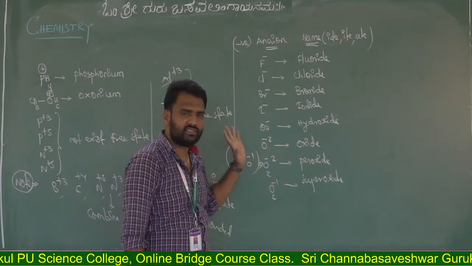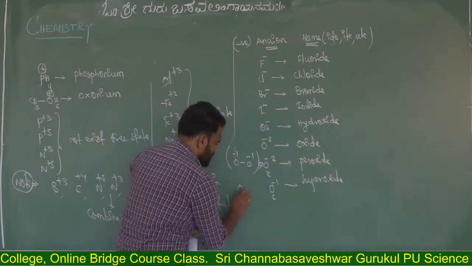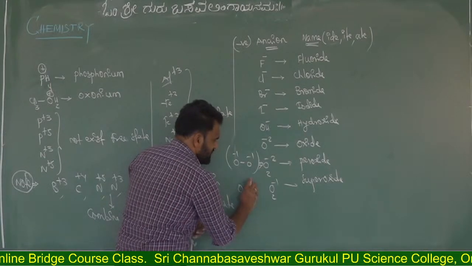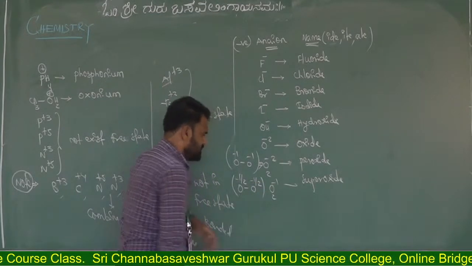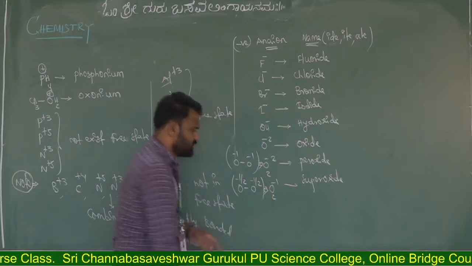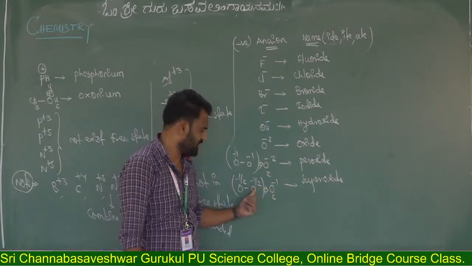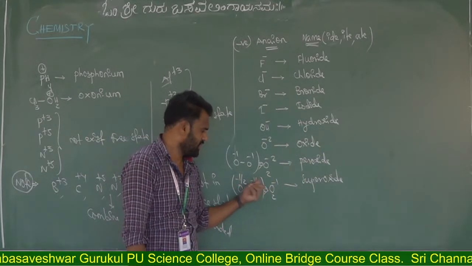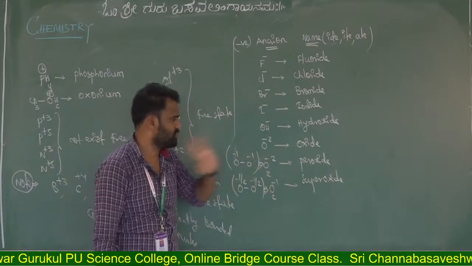Next, this is superoxide. In the superoxide there are two oxygens. On each oxygen the charge will be how much? Minus half and minus half. This is superoxide. Superoxide means there are two oxygens combinedly with -1. On each oxygen you need to contribute -1 to two oxygens, then the resultant you will get is minus half on each oxygen. This name is superoxide.